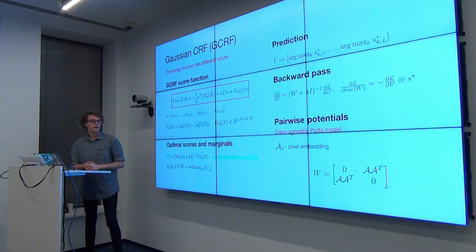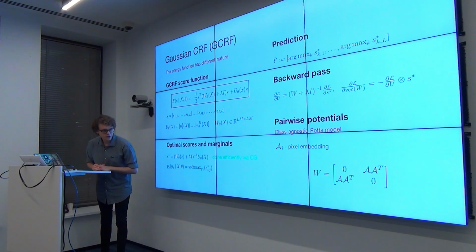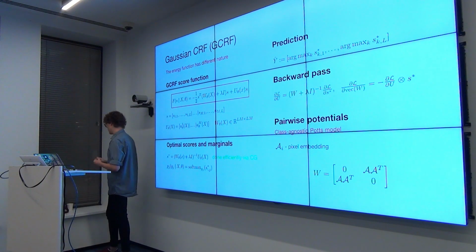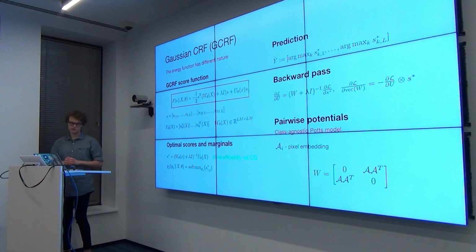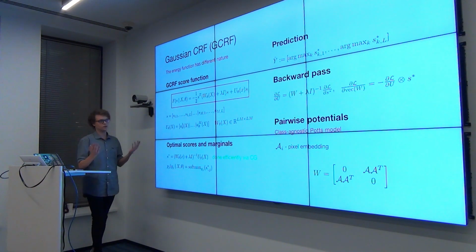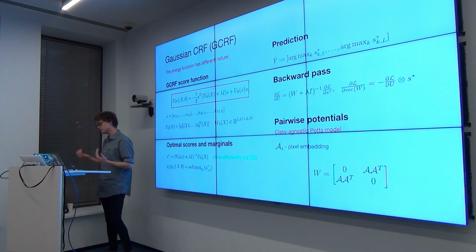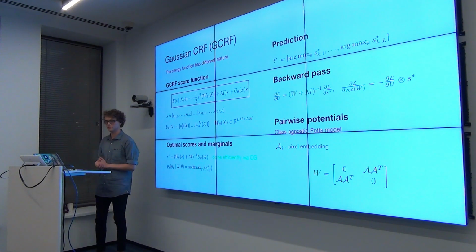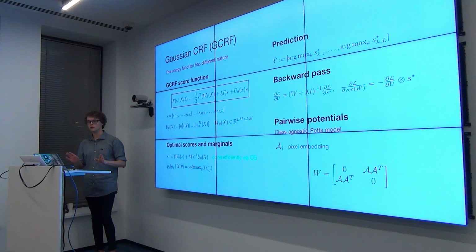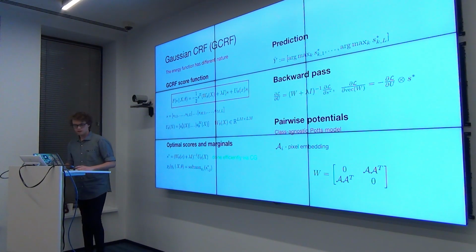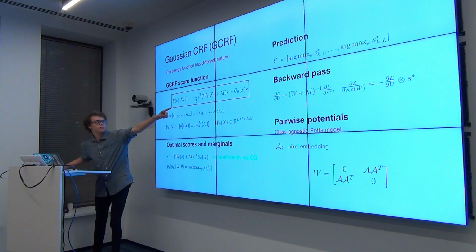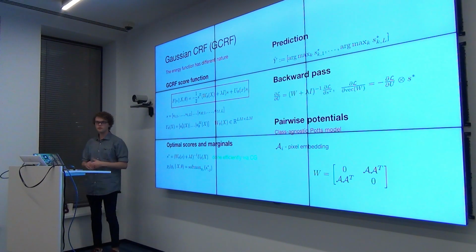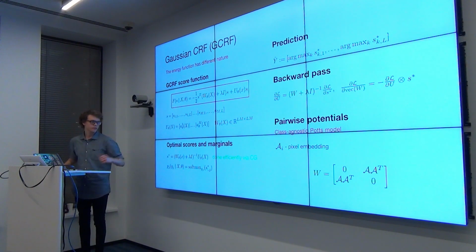The resultant pairwise potential matrix is defined in the following way: if the classes coincide, we say that the score is 0. If they don't coincide, it's just a dot product of the corresponding embeddings. It's just like a classical Potts model. And if we add lambda E, we ensure that it is positive definite. Thus we can use the conjugate gradient.